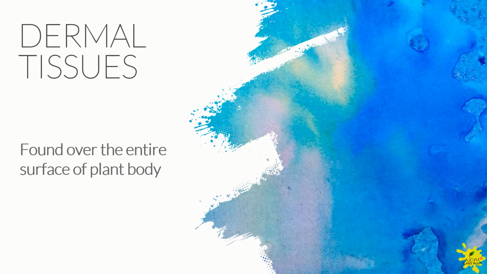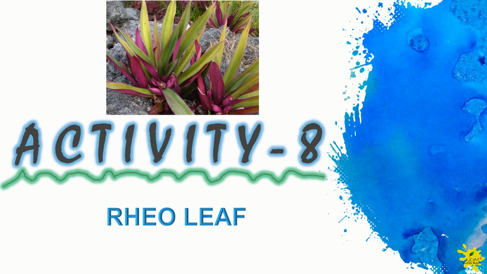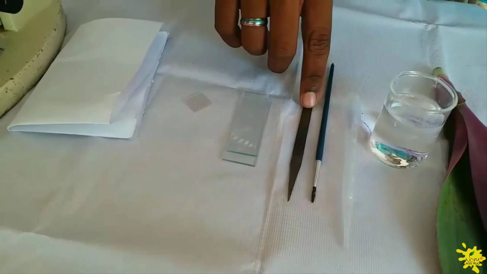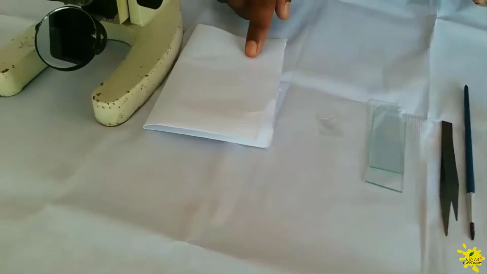Now let us see dermal tissues. In dermal tissues, activity 8, observing dermal tissues in a real leaf, we can see now. In the picture, the Rhoeo plant is shown. And for this experiment, you can take these required materials.